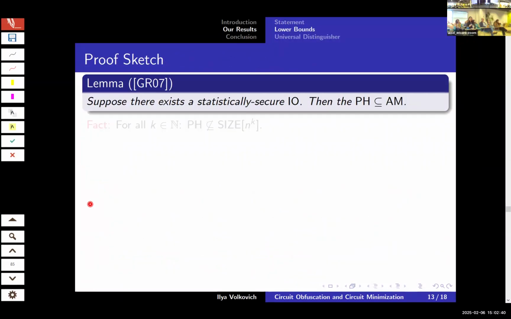So the starting point of this line of work goes back to about 20 years ago, a result of Goldwasser and Sipser. They argued against the existence of statistically secure IO. They said, okay, suppose you have statistically secure IO, what happens? The argument was if you had such a thing, then the polynomial hierarchy collapses all the way to AM. Which is something unlikely, so essentially from that point on, everybody stopped listening because it would be like saying if pigs could fly, if elephants could swim, etc.